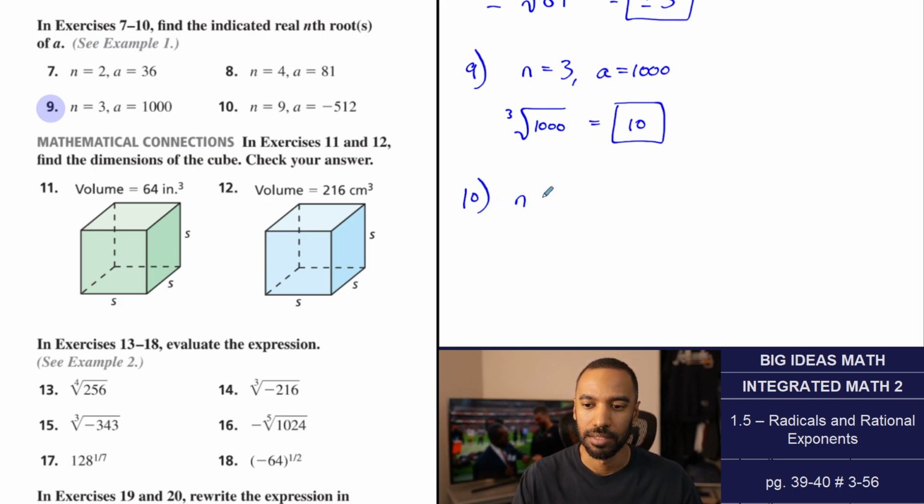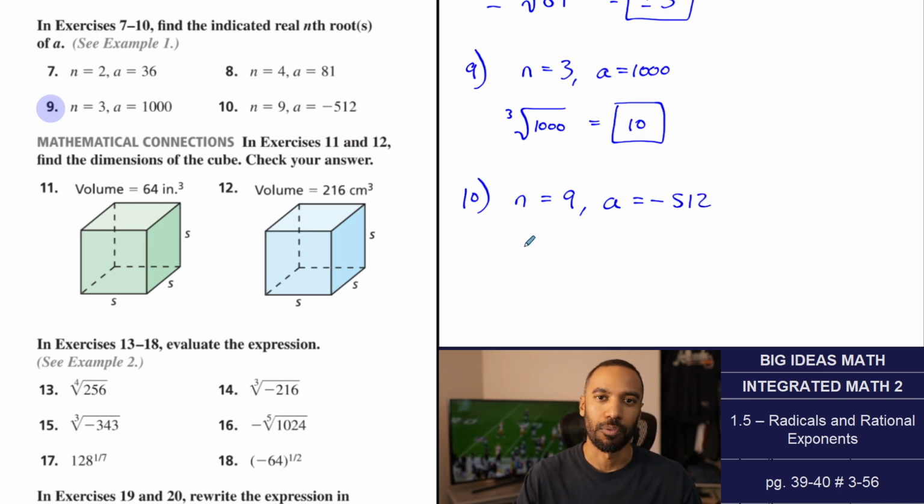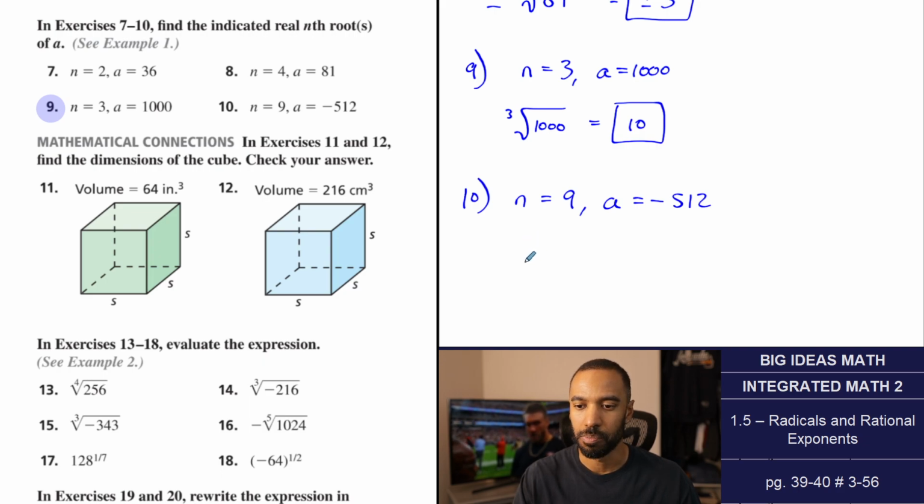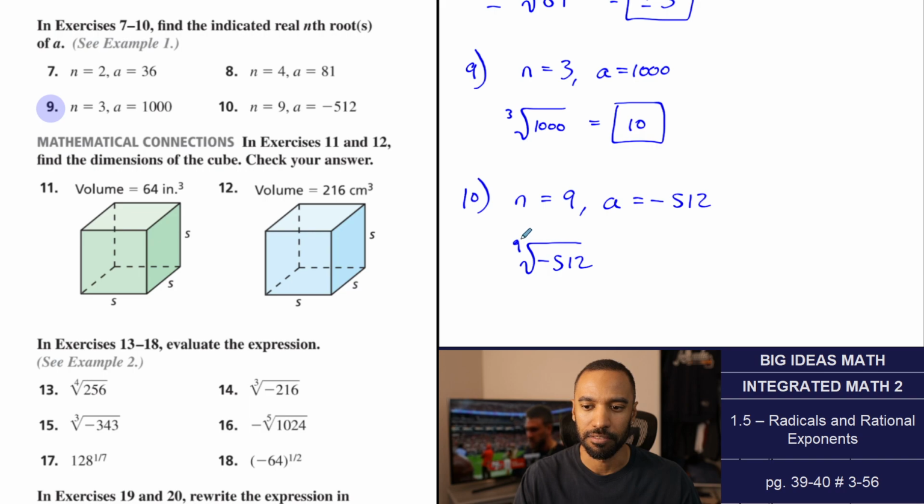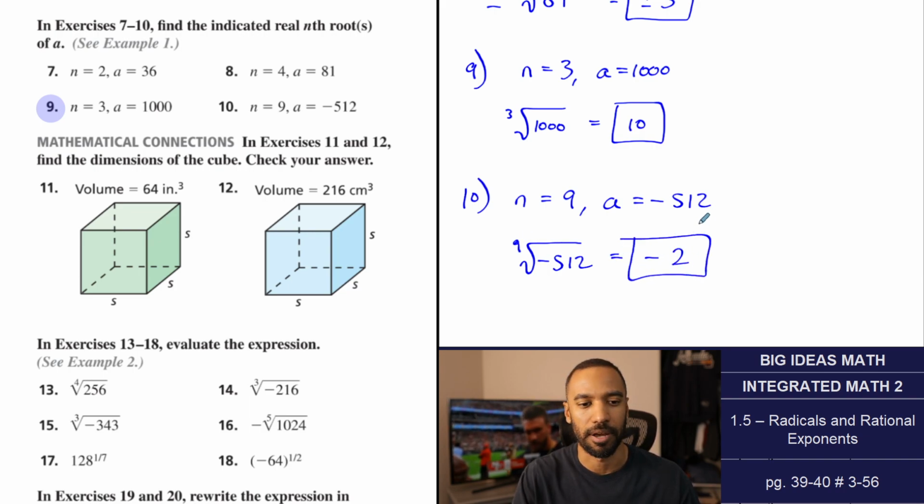And number 10, n equals 9, a equals negative 512. If n was an even value, which it's not, then there wouldn't be any real solutions. Because it's odd, we can take the ninth root of it. And that number happens to be, if I'm correct, negative 2. And it will be negative, not the positive.